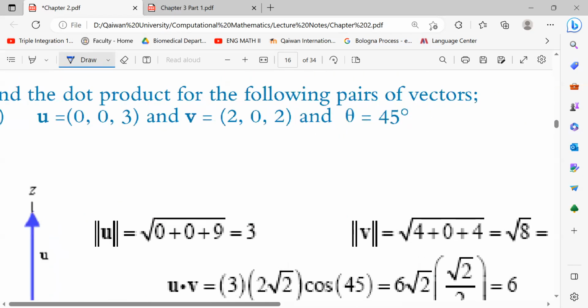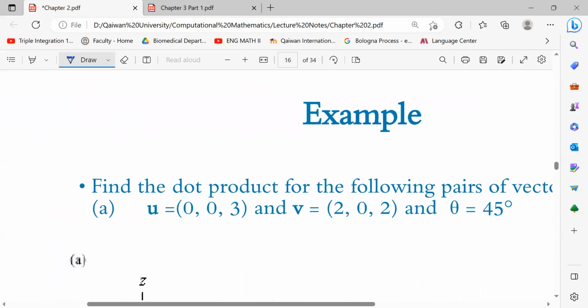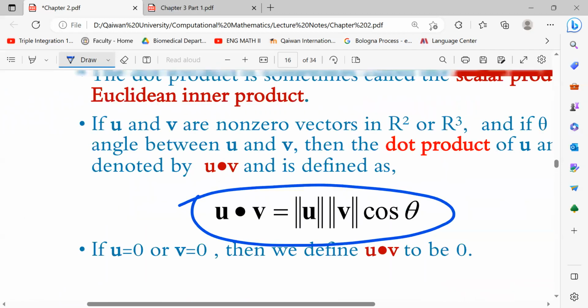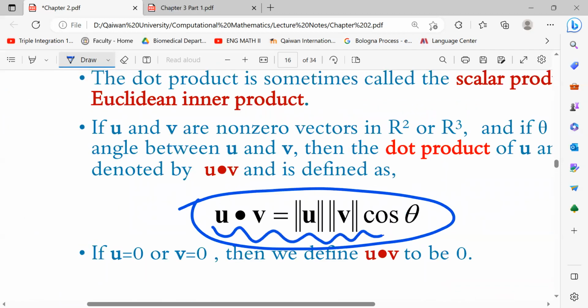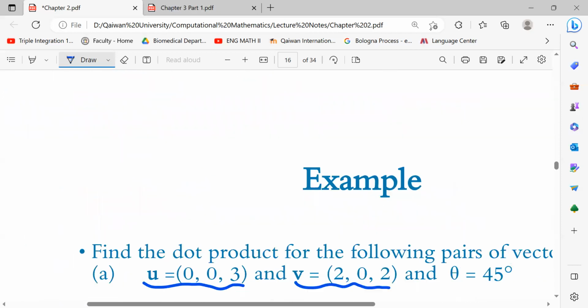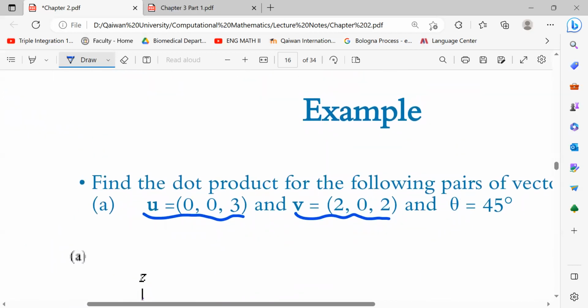Look, here you have these two vectors. It says find u dot v. It says find the dot product of these two vectors if the angle between them is 45 degrees. This is the angle between u and v. Here we use this rule. We say u dot v is norm u times norm v times cosine theta. So for this, we need to find norm u and norm v, and also cosine 45.